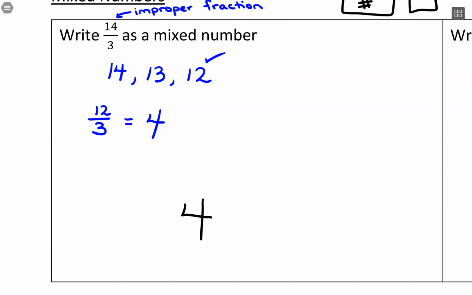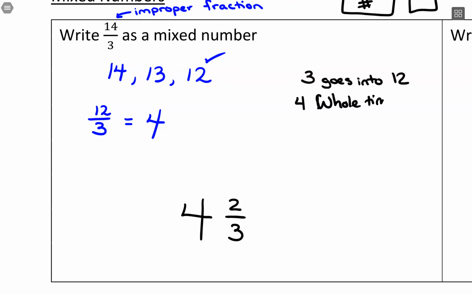Now what I need to do is figure out the fraction piece, and basically that's my leftovers. This is 12 thirds, but we had 14 thirds, so I had these 2 pieces left over out of the 3. My thinking here is that 3 goes into 12 4 whole times, but to have 14, there were 2 pieces left over.